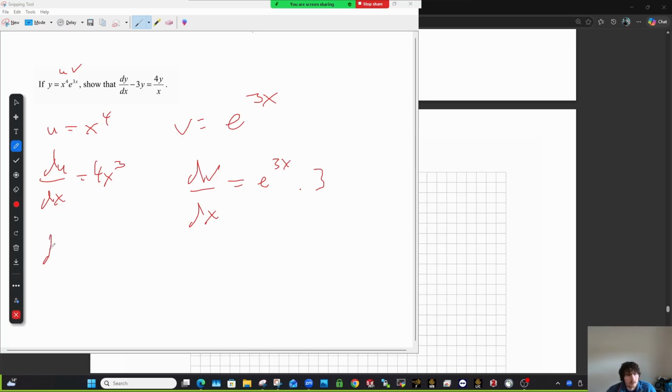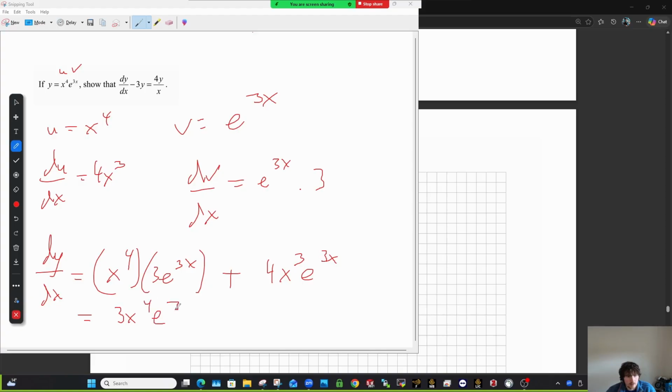Right, so then what's dy dx? Using our product rule, it's u multiplied by dv dx, which is 3e to the 3x, added to v multiplied by this thing. So that would be 4x cubed e to the 3x when you multiply those together. Okay, so I can tidy this up. This here is 3x to the 4 e to the 3x plus 4x to the 3 e to the 3x, right? That is dy dx, right?